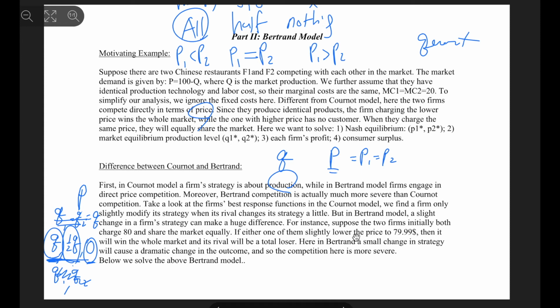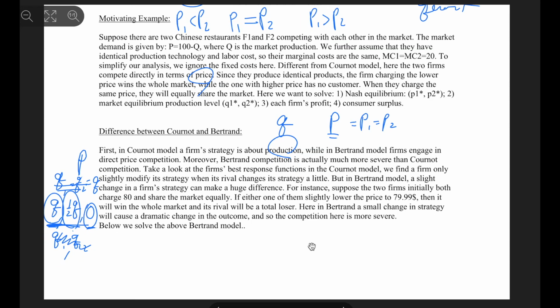So for instance, suppose the two firms initially both charge $80 and share the market equally, right? If either one of them slightly lowers the price to $79.99, then it will win the whole market and its rival will be a total loser, right? Here in the Bertrand model, a small change in strategy will cause a dramatic change in the outcome, and so the competition here is more severe. So below we solve the Bertrand model. Let's look at it.